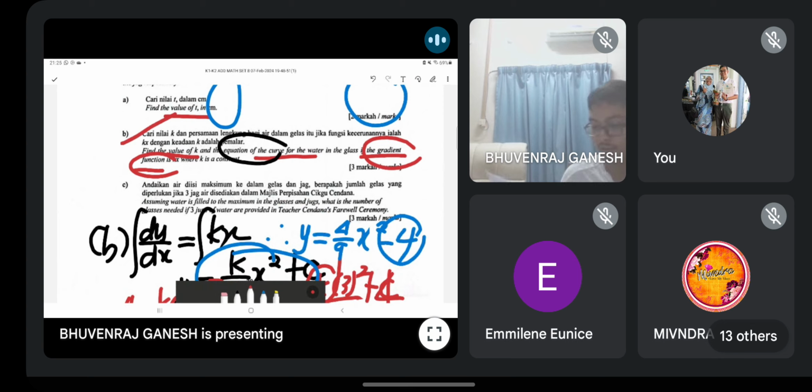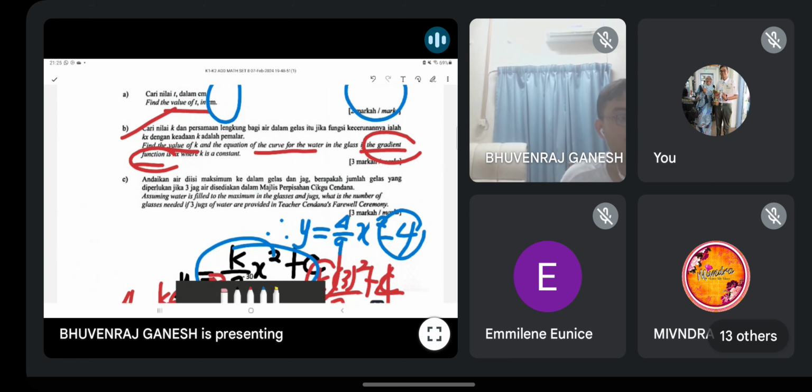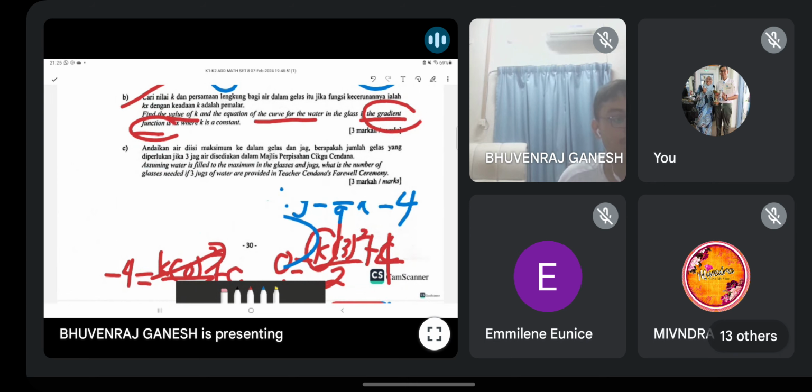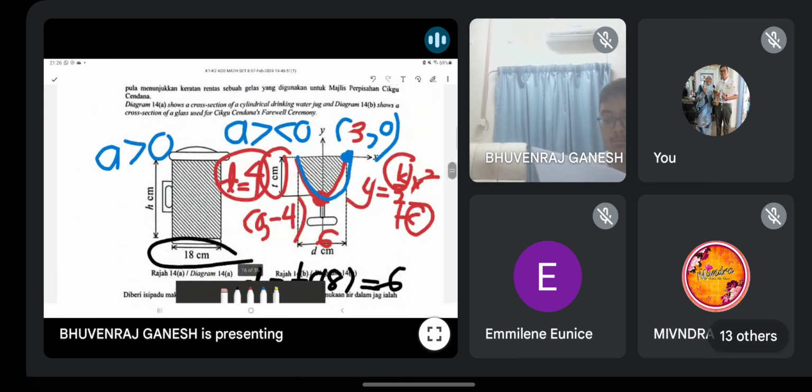Okay, you have answered it. So then, for part C, you must use integration again. But this one is for volume. Okay, volume. So now, you refer back to your curve. Over here, you must integrate over here. So guys, how do you integrate? This one is -4, this one is 0.